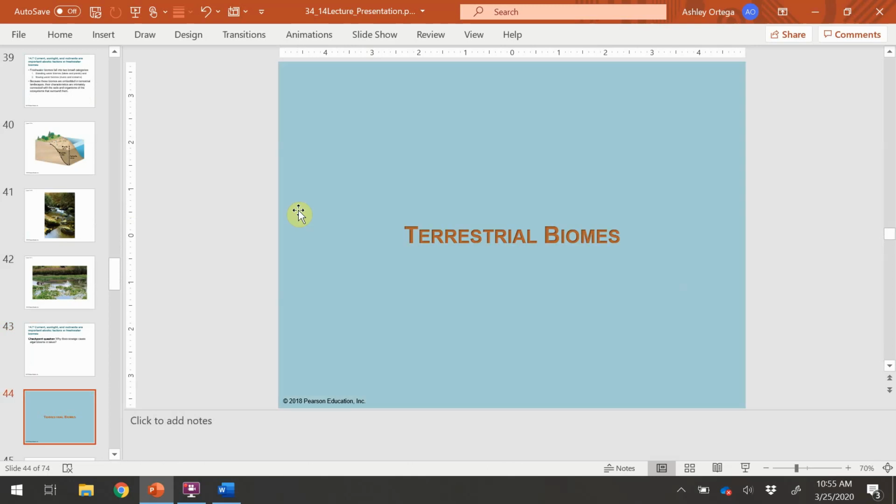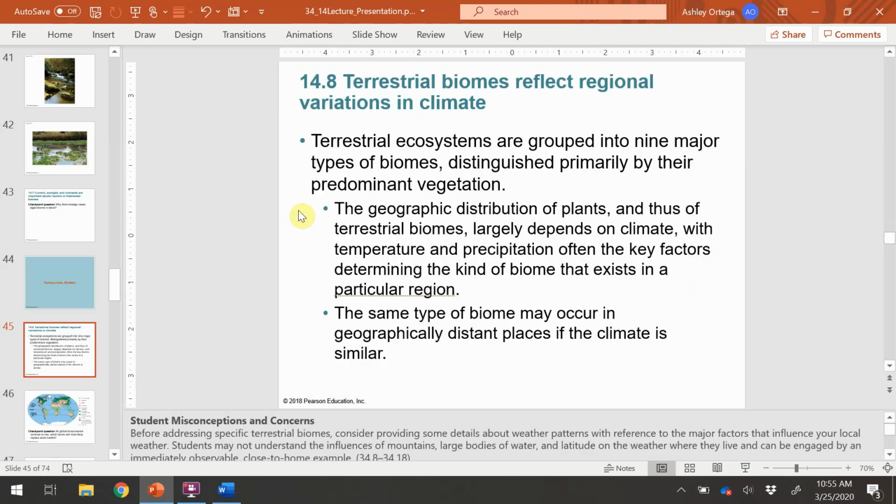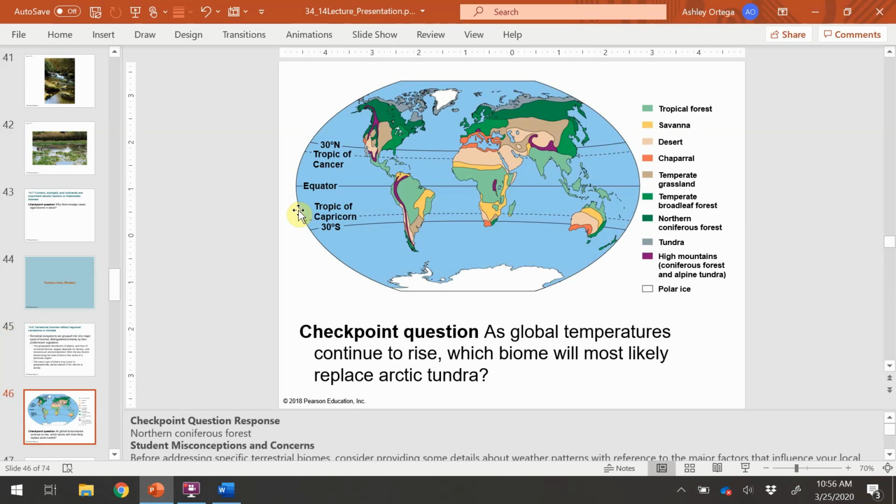Alrighty. Moving on to terrestrial biomes. Looking at terrestrial biomes, we'll see nine major types, and they're distinguished primarily by their predominant vegetation or their life on the biome. It's good to know that these biomes can be found in multiple areas of the earth, so they might not be in just one region, but they can be. What you see here are the nine biomes just on the right, along with where they're found on the continents. We'll go through each of these, and you'll want to know just a little bit about each of them.